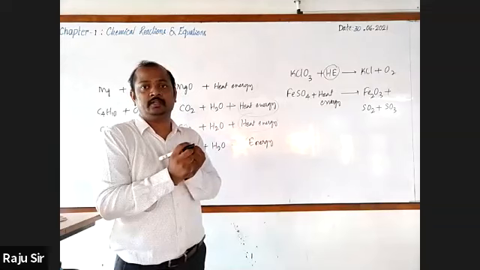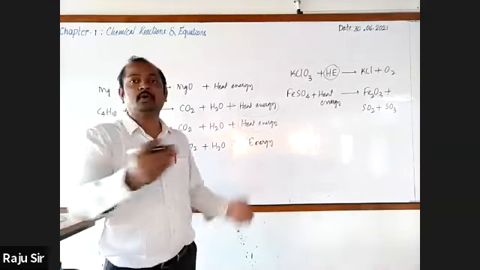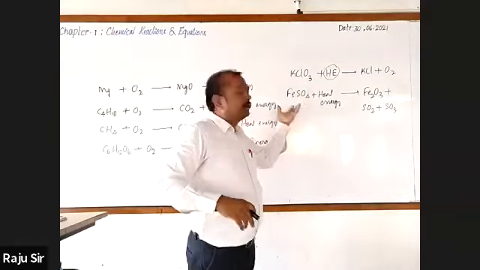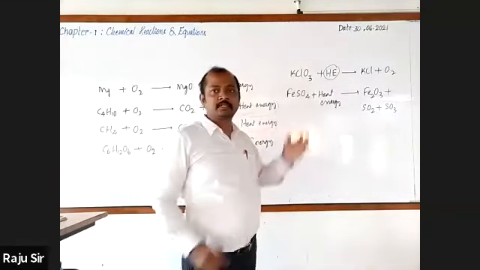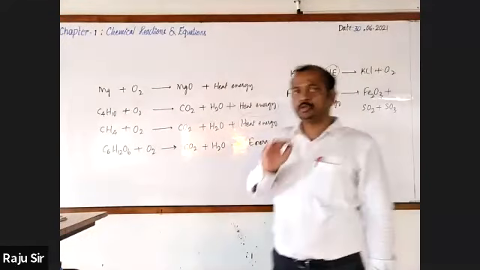In these chemical reactions, you can come to know that reactants undergo chemical reaction by absorbing the heat energy. This type of chemical reaction is called endothermic. Endo means inside, thermic means heat. So heat is absorbed and the chemical reaction takes place. This is endothermic.